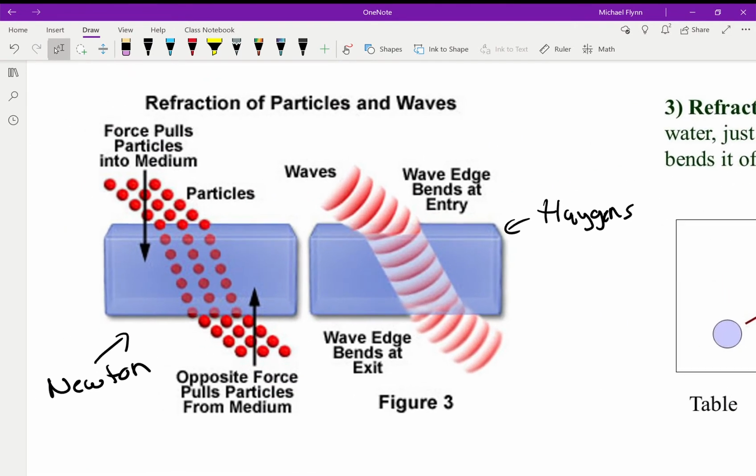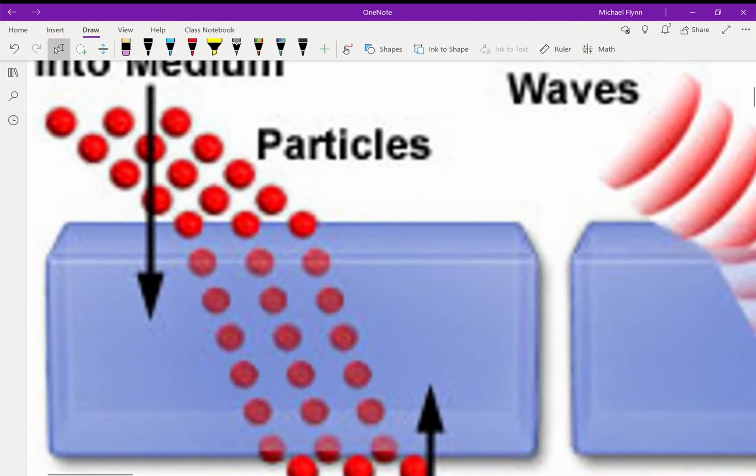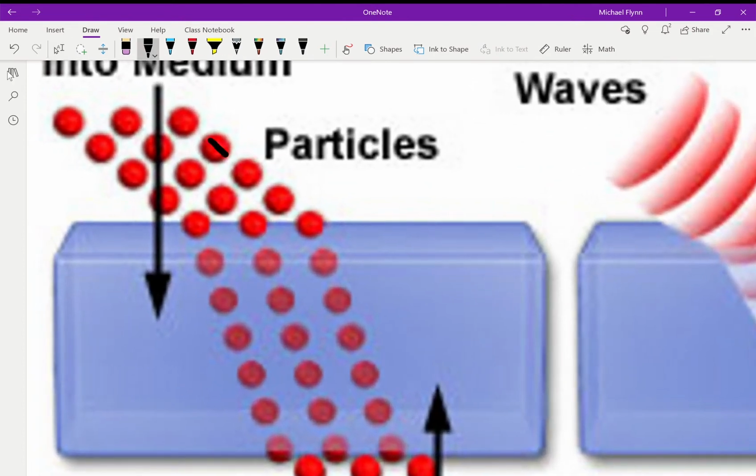Here's the deal. How does Newton explain refraction? Let's deal with that first. Let's say you have particles, and according to Newton, these particles are traveling in this direction. It's a beam of particles, right? So here's your beam of light, which is really a beam of particles. What happens when they enter the glass? Here's a block of glass. Why do they change direction when they enter the glass?